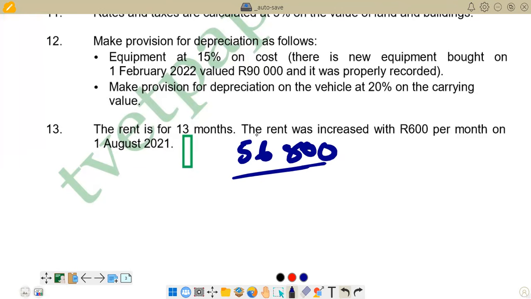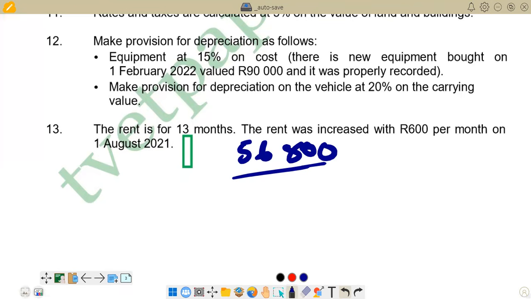Remember, we are applying the matching concept or the accruals concept that we should record what belongs to this year, and what belongs to next year, we record next year. So if something was paid for next year, this year, we find out the amount that belongs to next year and remove it for this period. We just put what belongs to this year. So we have got 13 months inside here, and we need to know the monthly rent so that we can remove the 1 month.